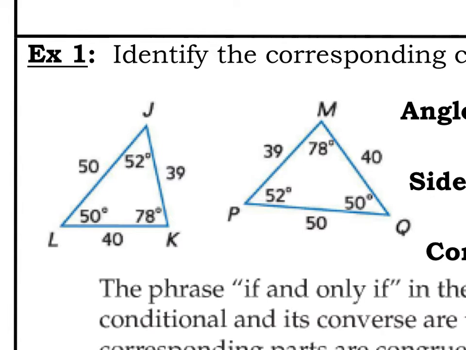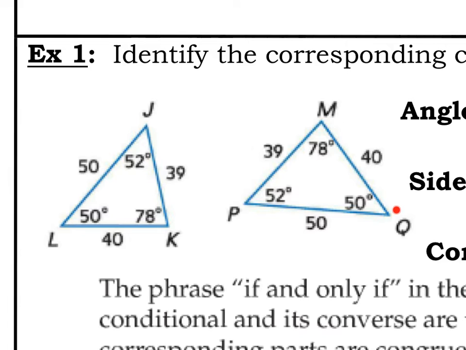And so next I'll look at my sides. So I see that JK is going to be congruent to MP. And then LK is going to be congruent to MQ. And then JL is going to be congruent to PQ.